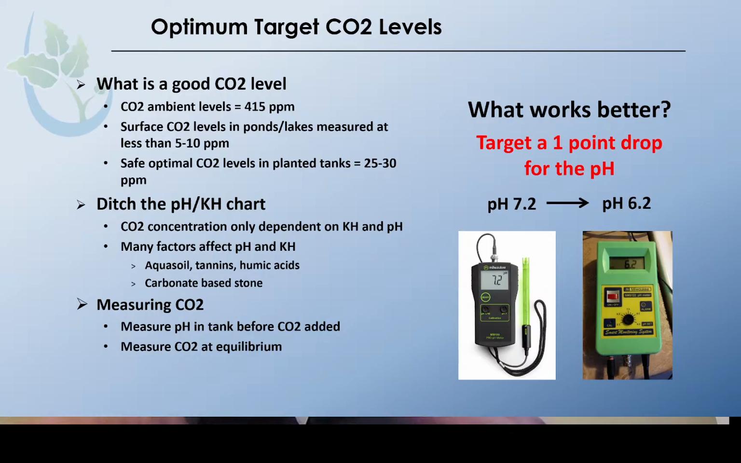Now, once you get that 1 point drop, the assumption is that that 1 point drop is equivalent to about 30 to 35 parts per million CO2 saturated in the water. It's a pretty standard way of doing it nowadays. And this takes into account all the issues of any kind of acids, any kind of tannins, any kind of carbonates that are already in your water. It's the accurate way of doing it. Using that chart, using pH, KH, because of all the other compounding factors, you can't get a good measure of what your carbon dioxide is.